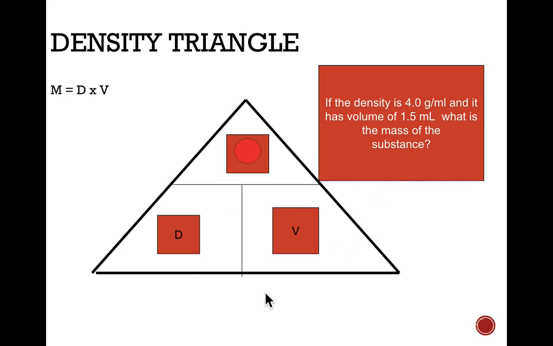Can you do that in your head? You should get 6.0 grams, because 4 times 1.5 is 6. And you'll also notice, if you notice the dimensions, that the milliliters will cancel out and leave you with grams. Okay, let's try one more.